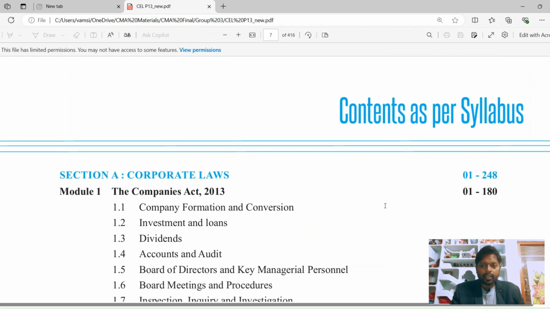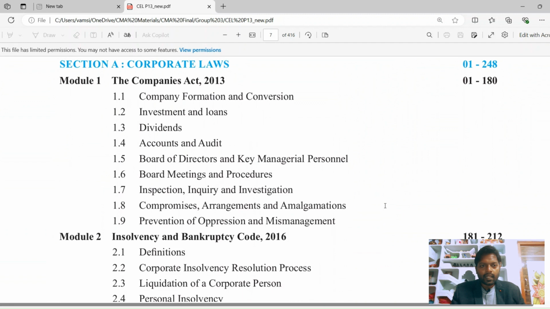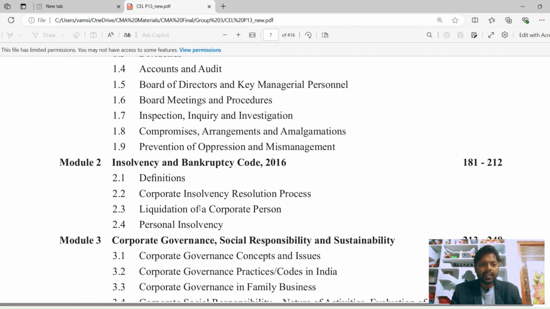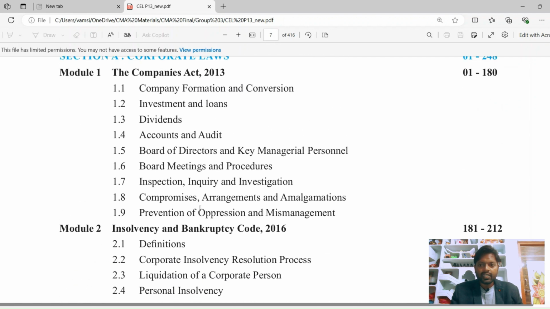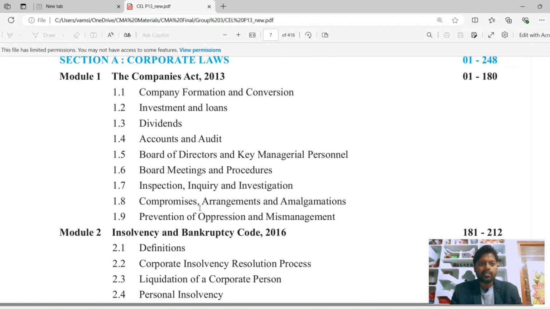And coming to contents, earlier we came to know that corporate laws hold 60% of the weightage. In that, mainly three modules contain the 60%. The subtopics are these. So what I will do is just read out the lines for your reference, and after this introduction video, I will start the first chapter. So in this video I'm just reading out the lines.